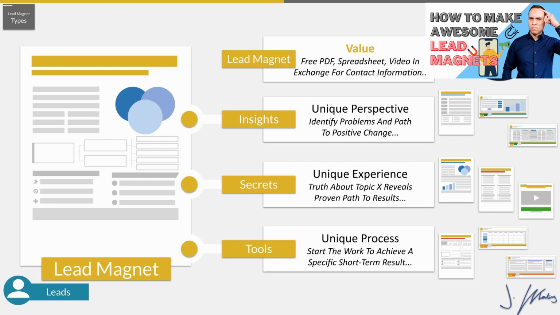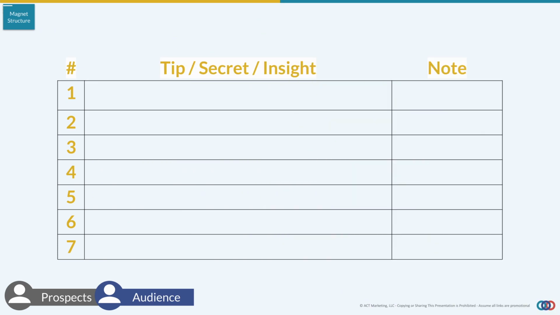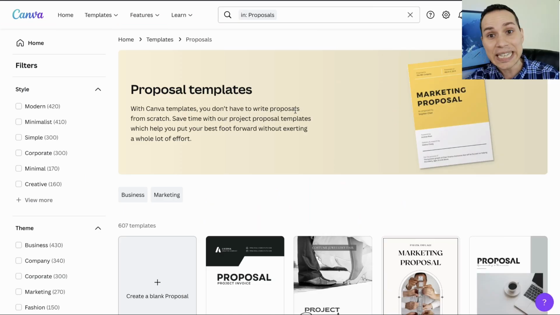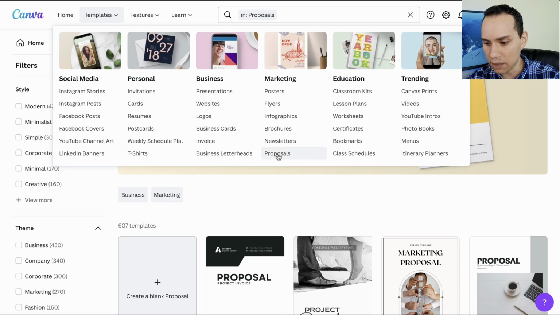I recommend having it in a Google Doc, Word doc, Evernote, OneNote, Notion, whatever you want to use before you dive into Canva, which is what we'll do now. Now, the good news is Canva has a lot of templates. So go ahead and start by coming up here to templates and then clicking on proposals.